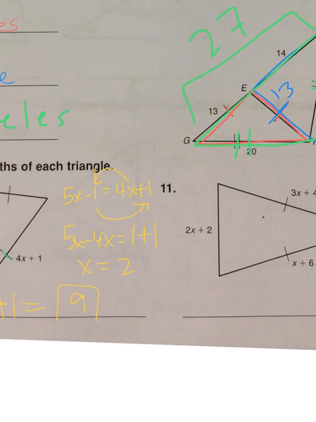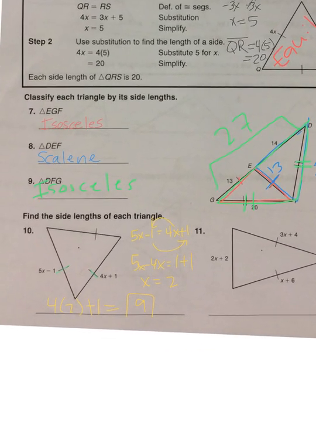For this one, they want you to find the side lengths of each triangle. Well, for both of them. So that means each side is 9, 9, and 9.